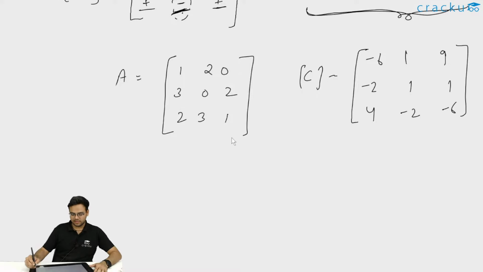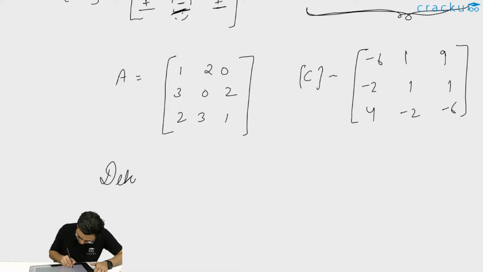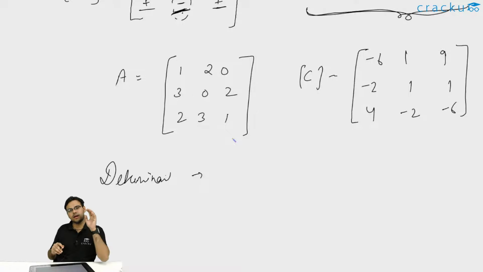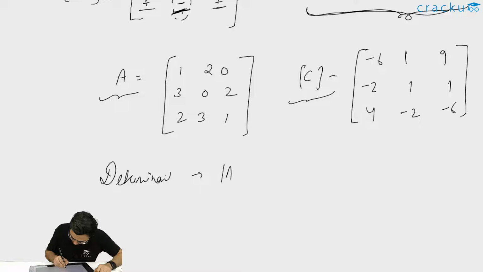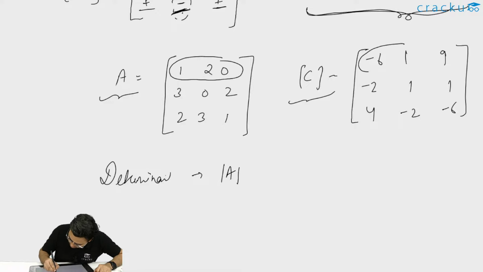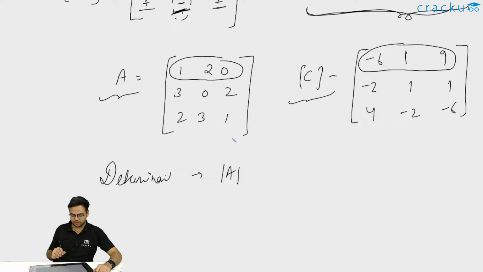Now what exactly is determinant? Determinant is basically multiplying any row's corresponding elements of the original matrix by the corresponding elements of the same row of the cofactor matrix and then adding these products. So let's say if I have to find the value of determinant of A, let's say I am taking this first row. So I have to take the first row of the cofactor matrix as well. Now I have to multiply the corresponding elements.